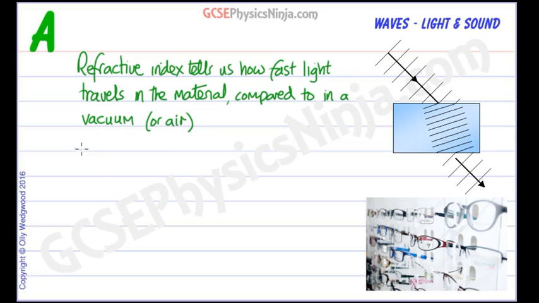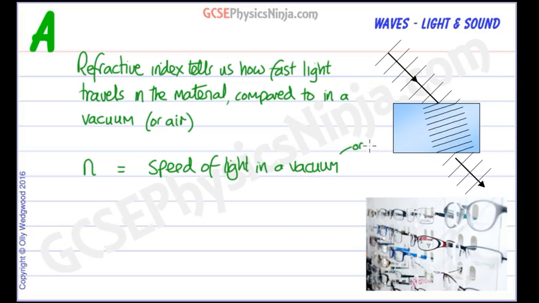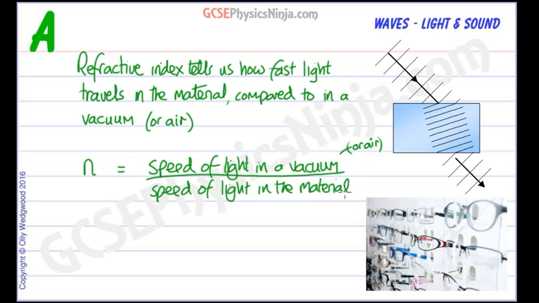So it's a ratio of two speeds. Our refractive index, n, is equal to the speed of light in a vacuum, as we said, or air will do as well, divided by the speed of light in the material or the substance we're looking at, assuming that it's transparent.